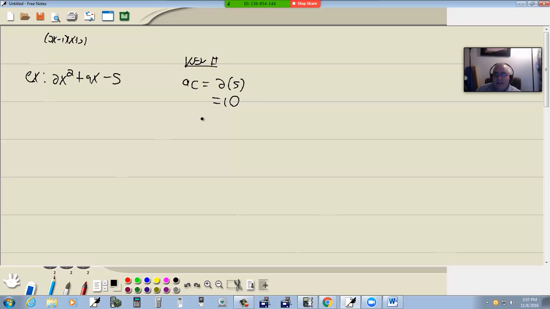2 times 5 is 10. Now we're still going to use a PSD table, we're just going to use it differently. Now 10 is 1 times 10 for products, and 2 times 5. The sum column, 1 plus 10 is 11. 2 plus 5 is 7. The difference column, subtract smaller from larger. 10 minus 1 is 9. 5 minus 2 is 3.